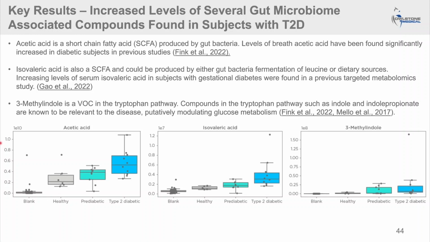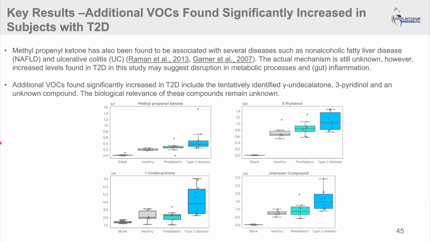So we found some short-chain fatty acids, for example, acetic acid and isovaleric acid, that were increased in subjects with type 2 diabetes. 3-methylindole also was increased, which is a compound originating from the gut microbiome. Additional compounds that were identified were methylpropyl ketone, also known as 2-pentanol, 3-pyridinol, gamma-undecalactone, and another unknown compound, but for the last three, the identity still needs to be confirmed. So those are just tentative IDs.